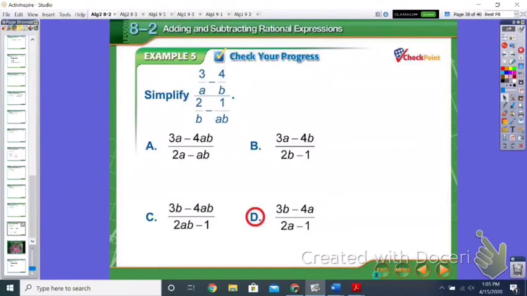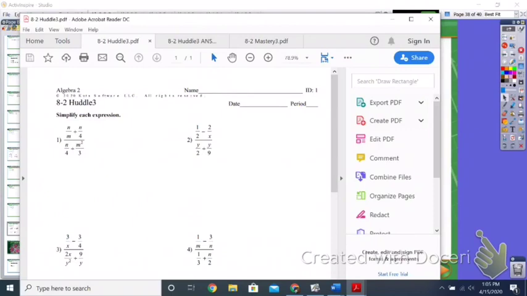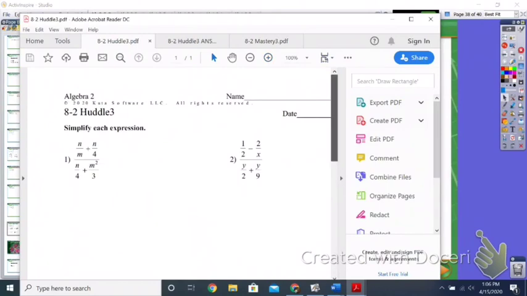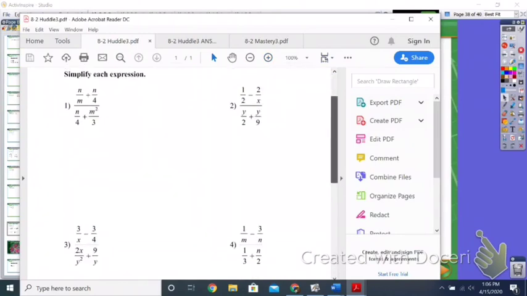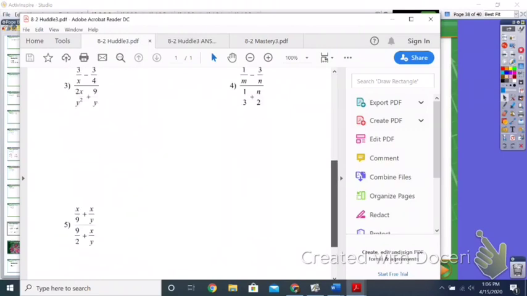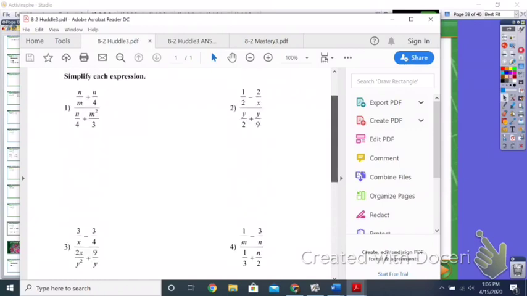And then as far as the huddle, this one's going to be called 8-2 huddle 3. That's what you're looking for. So obviously I have it up here, but if you want to pull up the PDF, that's the title you're going to be looking for. And here it is. You should be able to do all 5. It's only 5 on here, so you can just look at the video or pull it up.